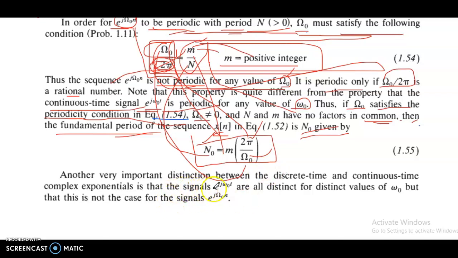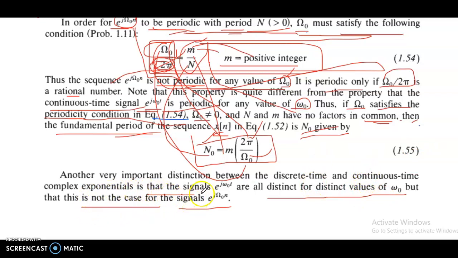Another very important distinction between the discrete time and the continuous time complex exponential is that the signals e power j omega naught t are all distinct for distinct values of omega naught, but this is not the case for the signals e power j omega naught n. That is another very important distinction between discrete time and continuous time complex exponentials.